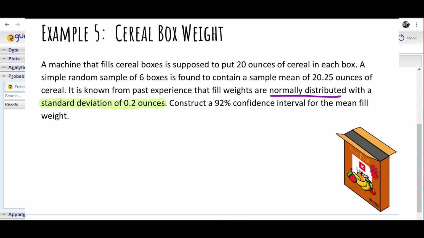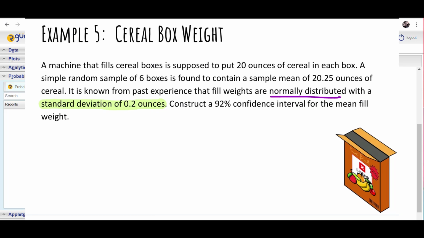So that leads us to use our context clues. It says it's known from when? It's known from past experience that fill weights are normally distributed with a standard deviation of 0.2. So what we can say is this is from the past. It's not from this sample of 6 boxes. In order to be a sample standard deviation, it would have to apply to this sample of 6 boxes, and this is applying to the past. So we're going to say that this here is a population standard deviation.